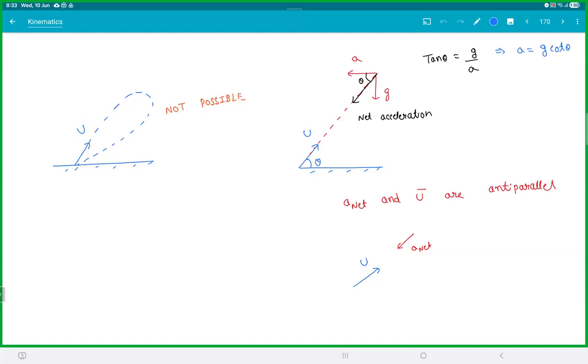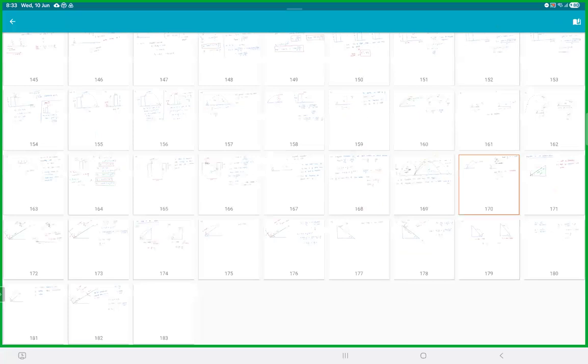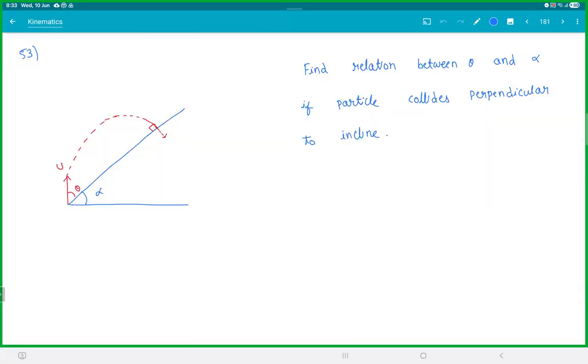Last thing that we did, we started with projectile on an incline. Great. Let's go ahead with one more question. Others, do keep your cams on.